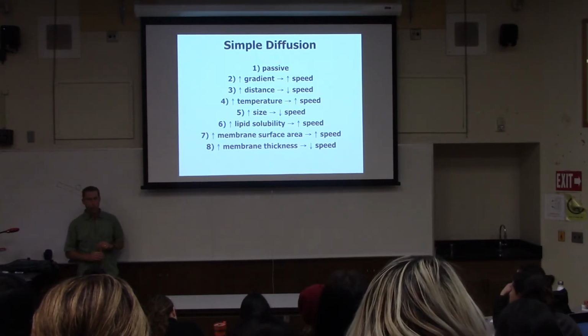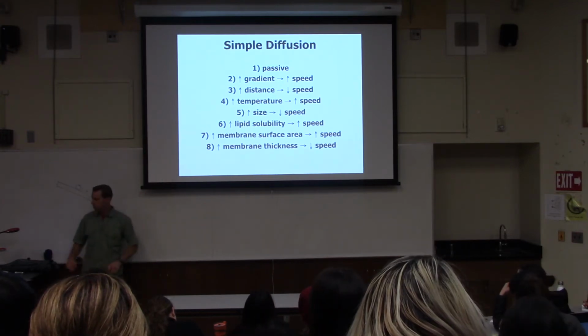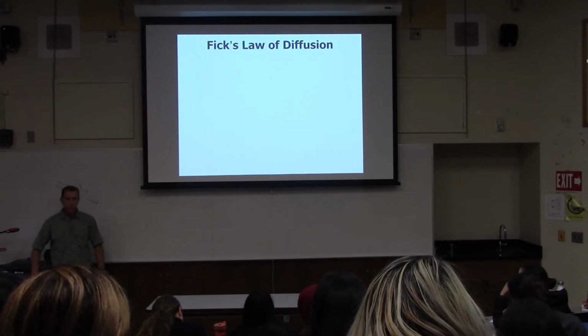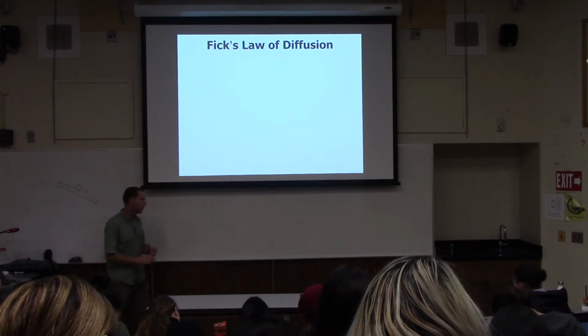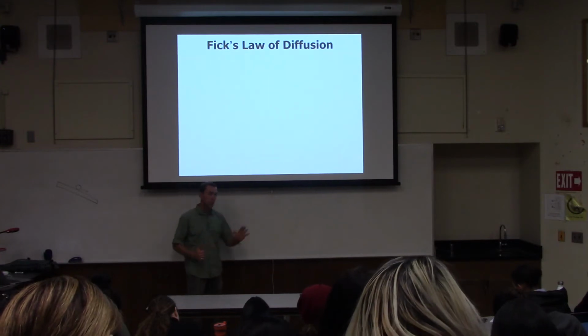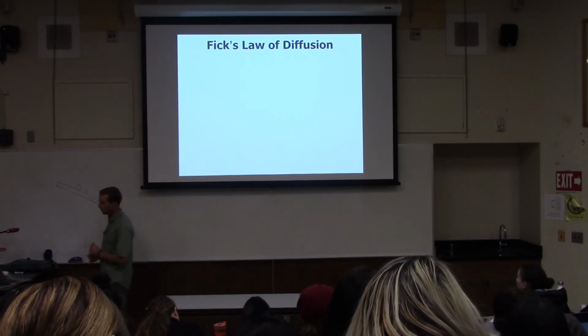Questions about that? All right, a way to summarize most of this is to look at Fick's law of diffusion. So Fick's law of diffusion really looks at what factors influence the rate of diffusion. It's what we've already talked about. We're just going to reword it.